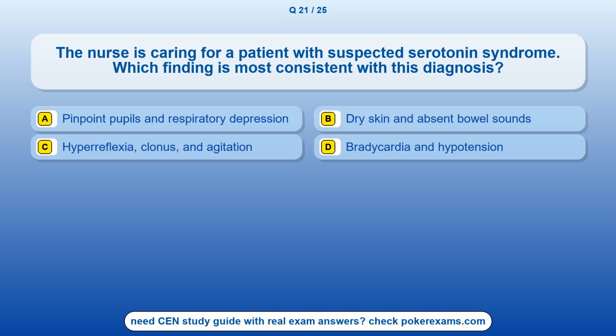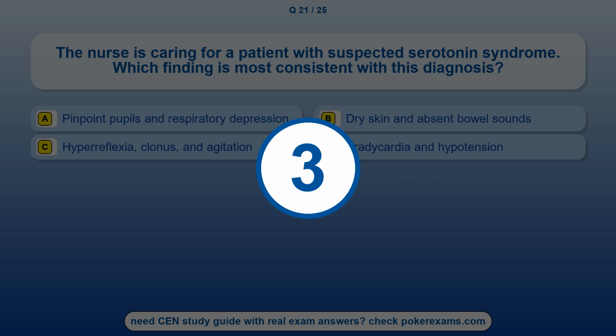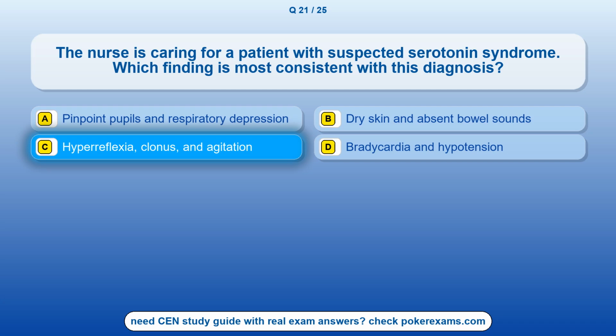Question 21. The nurse is caring for a patient with suspected serotonin syndrome. Which finding is most consistent with this diagnosis? Option A, pinpoint pupils and respiratory depression. Option B, dry skin and absent bowel sounds. Option C, hyperreflexia, clonus, and agitation. Option D, bradycardia and hypotension. The correct answer is option C, hyperreflexia, clonus, and agitation.